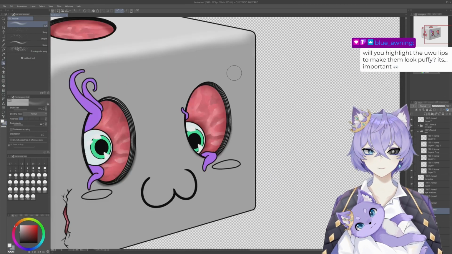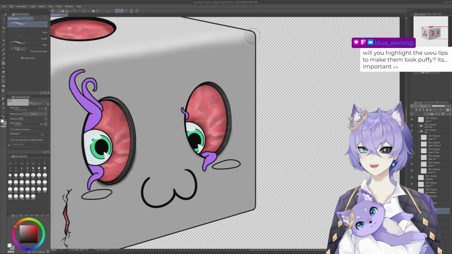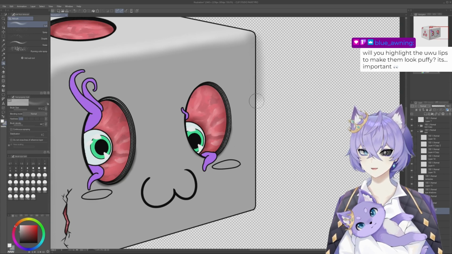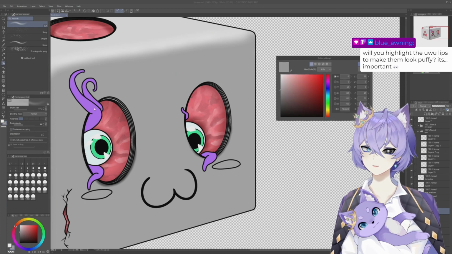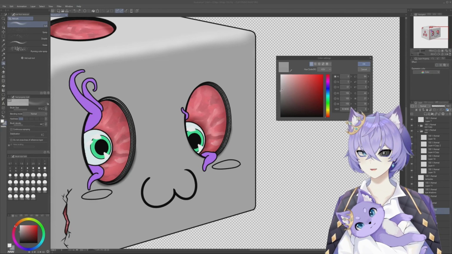Will you highlight the uwu lips to make them puffy? You know, that is an excellent idea. I will absolutely make them puffy. Let's add a little more shadow here.